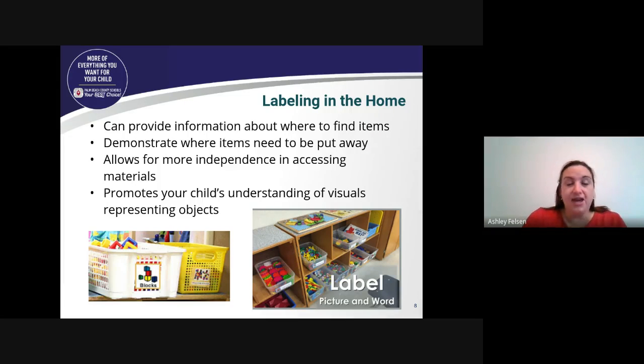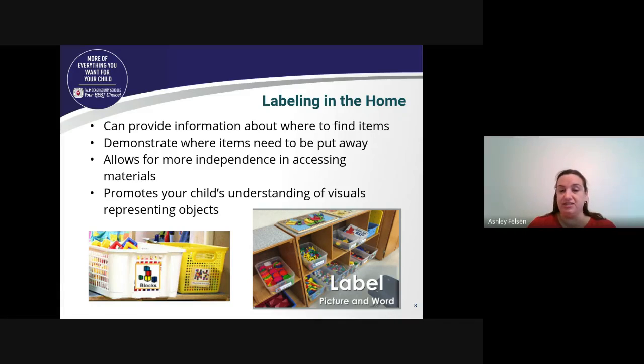Labeling in the home. So, a good reason to label is that it can provide information about where to find specific items. So, if you have a toy area, it would be really helpful for you to label each of the baskets, maybe that you keep different toys in, and then your child is able to better clean up and put things where they belong. It allows for more independence in accessing materials, so they don't always need to ask you for assistance. They know where to go, they know what they need, and they know where to find it. And it promotes your child's understanding of visuals representing objects.